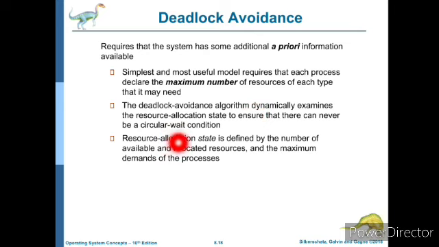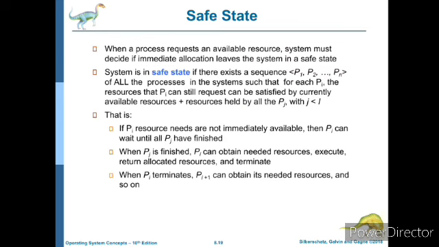The resource allocation state is defined by the number of available and allocated resources and the maximum demands of the processes. Okay, we'll see what a safe state is. A state is safe if the system can allocate resources to each process up to its maximum in some order and still avoid deadlock. The system is in a safe state only if there exists a safe sequence.